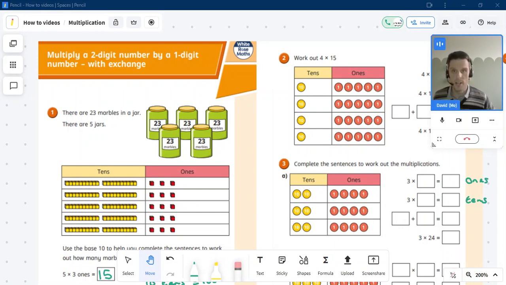So 4 times 3 is 12. 4 times 30 is 120. Now, as you can see, because this is 10 times bigger, the answers are 10 times bigger.